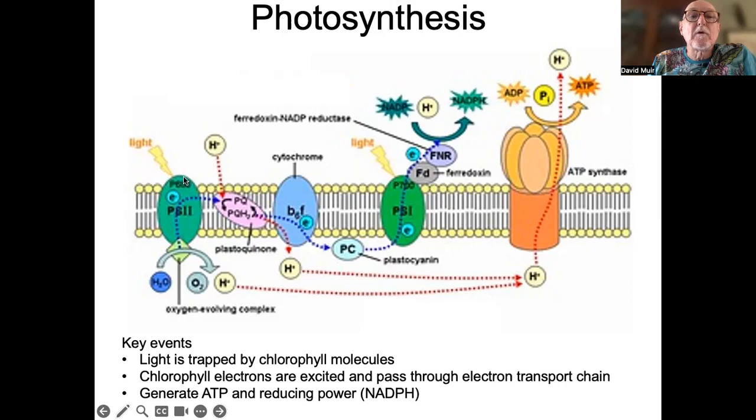We have two units which contain the chlorophyll molecules, which are called the photosystems. And here's photosystem 1, here's photosystem 2. The numbering is only because that was the order in which they were discovered. So photosystem 1 was discovered first, photosystem 2 was discovered last, but photosystem 2 is actually the first one in the chain.